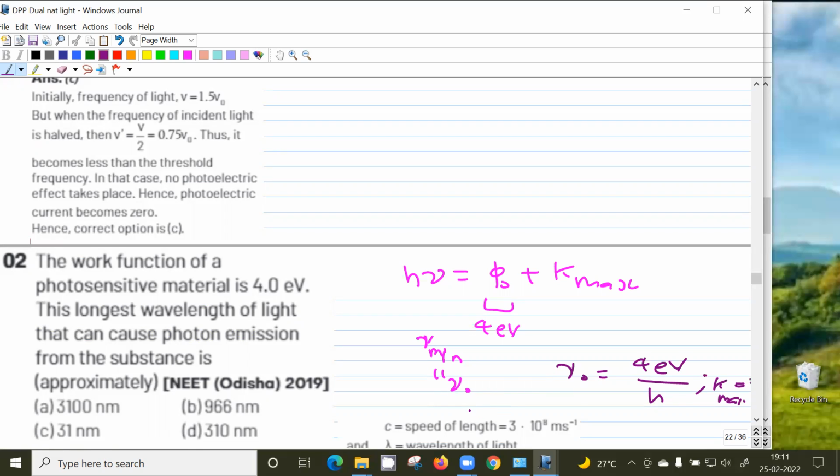Is that clear? So electron volt, how can I convert it? We have to convert it to SI units. So 1.6 into 10 raised to minus 19 Joule. E stands for 1.6 into 10 raised to minus 19. And h is 6.63 into 10 raised to minus 34. Three into 10 raised to 4 into 10 raised to minus 15 meter.